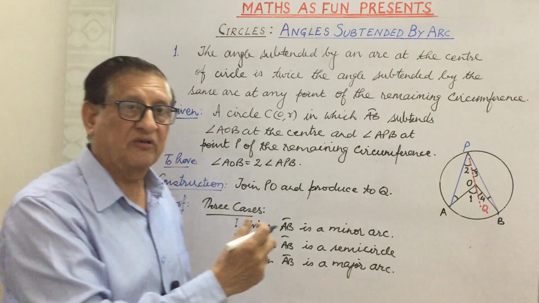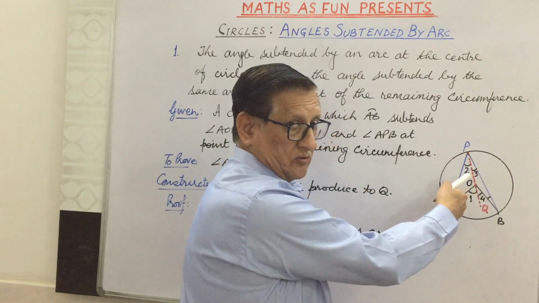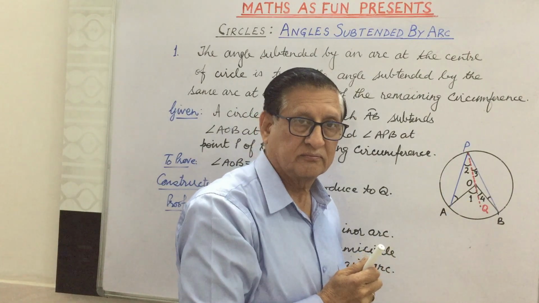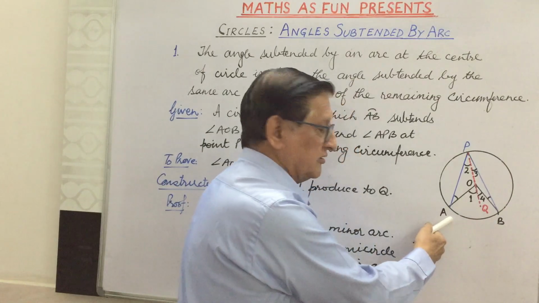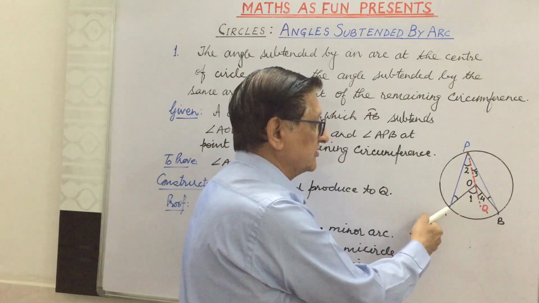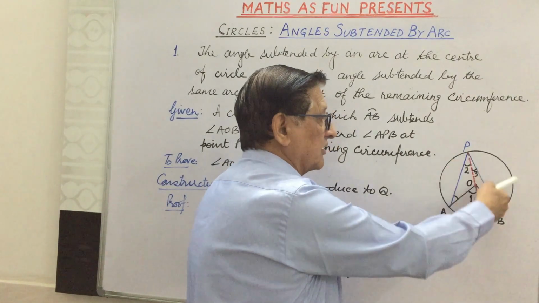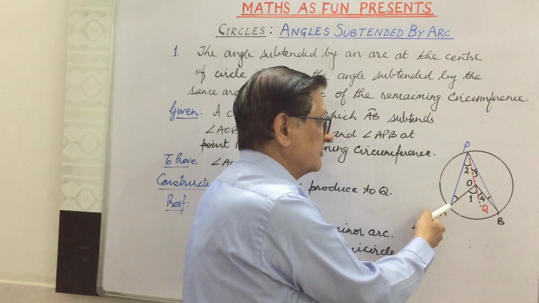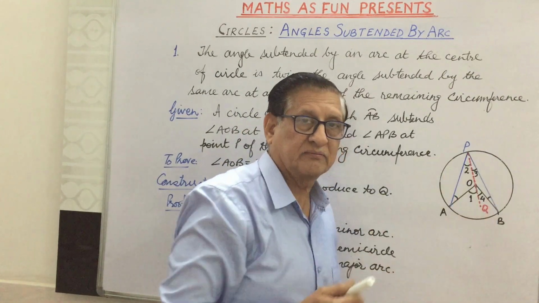What we do? First of all, we draw the diagram. The diagram is here. This is a circle with radius r and center O. An arc AB is given here. The angle subtended by this arc at the center is angle AOB. And in the remaining circumference, we have taken a point P. At the point P, the angle subtended by the same arc is angle APB.